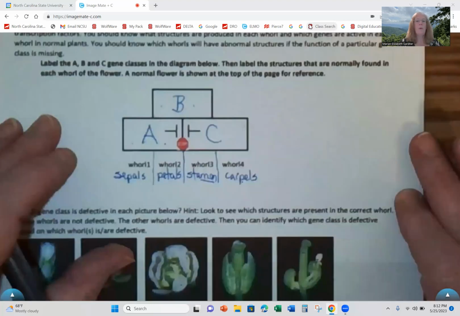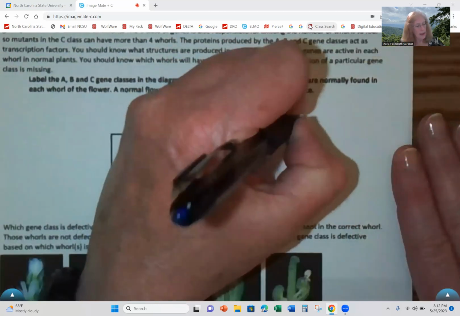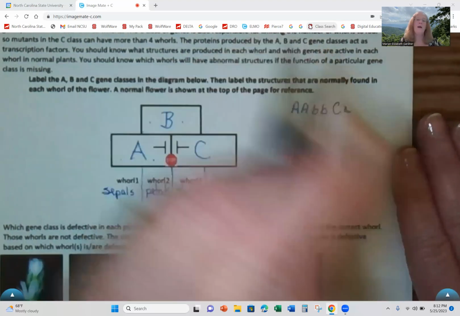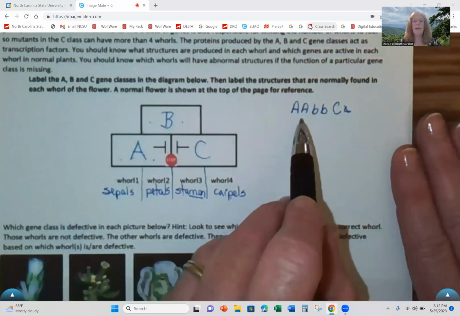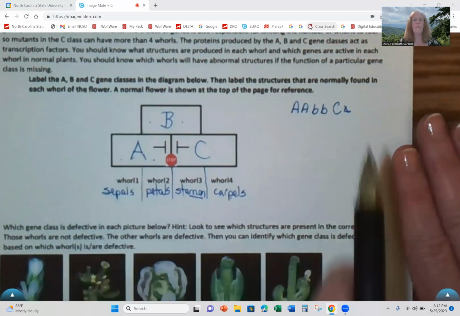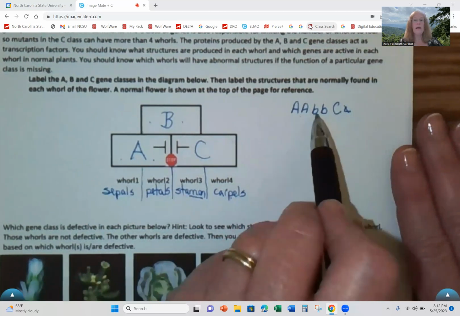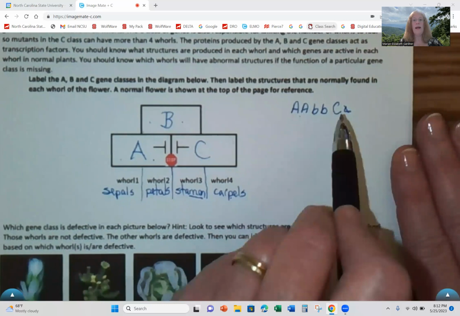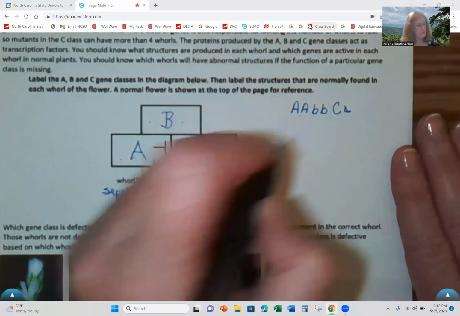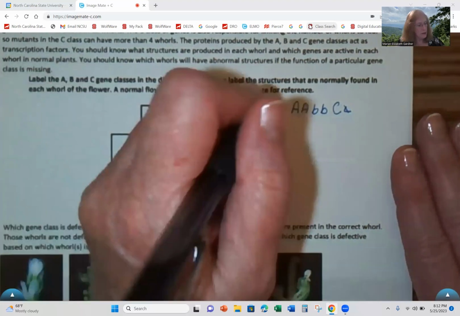Now in your homework, we were looking at things a little bit differently. In your homework, we were looking at genotypes. And we're saying that one capital letter is a dominant allele, and that means that class of genes is working well. So for this particular genotype, the A-class gene is working, B-class is mutant, and the C-class is working fine too, because big C is dominant to little c. And then you were asked something about what structures were present in each of the whorls.